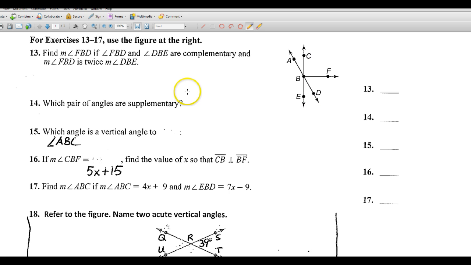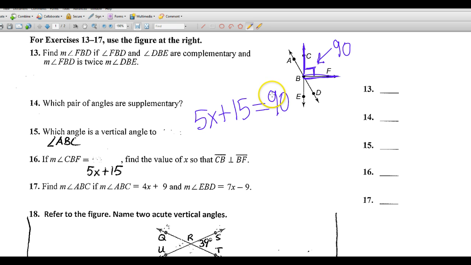Number 16, if the measure of angle CBF is 5x plus 15, find the value of x so that CB is perpendicular to segment BF. Perpendicular means that they'll intersect to form right angles. So this angle we now know has to be 90. So we want to find the value of x such that 5x plus 15 equals 90. And once again, I apologize for the mowing outside.